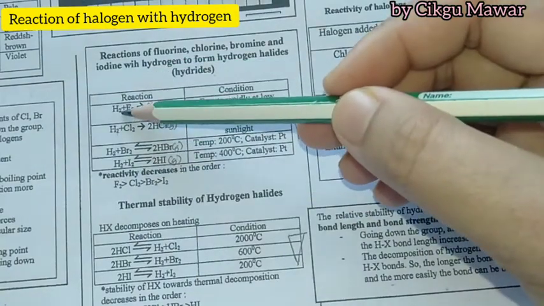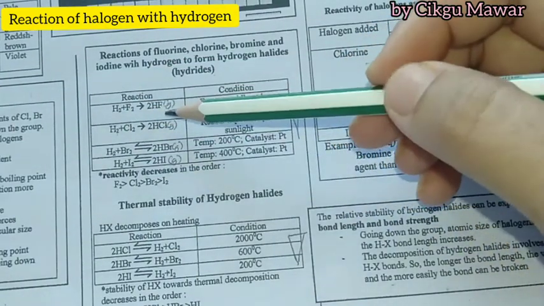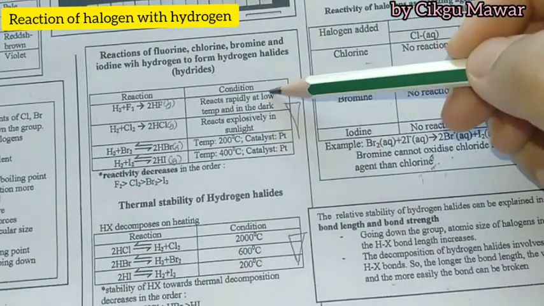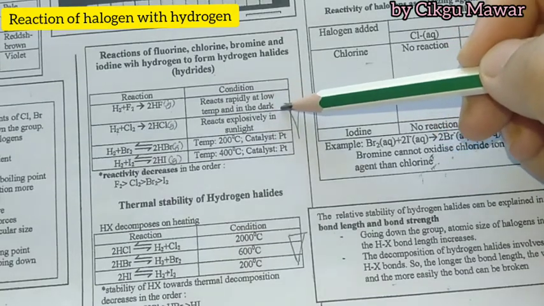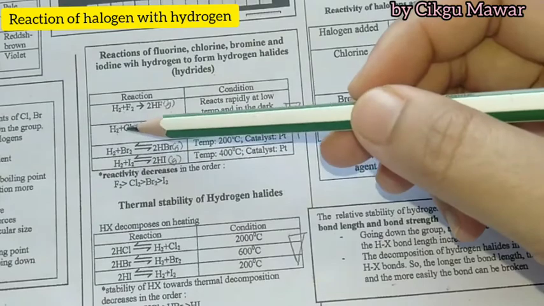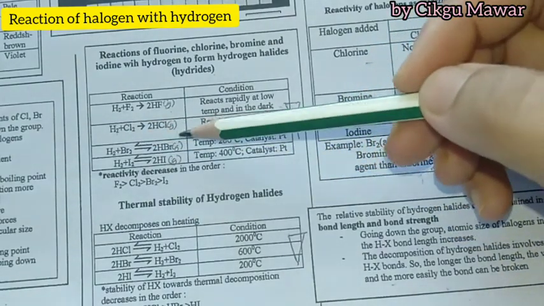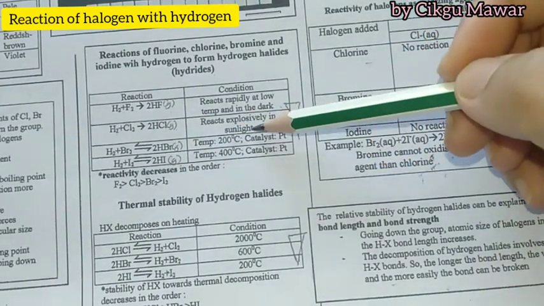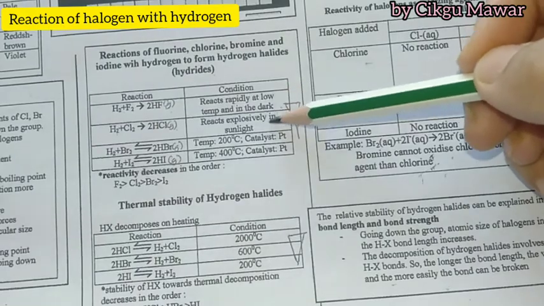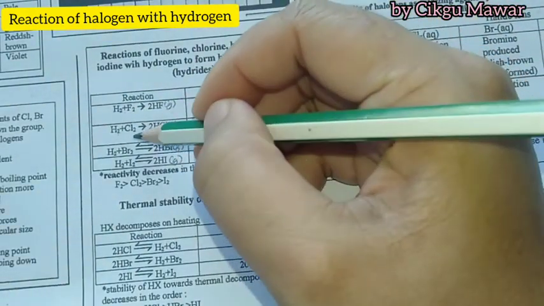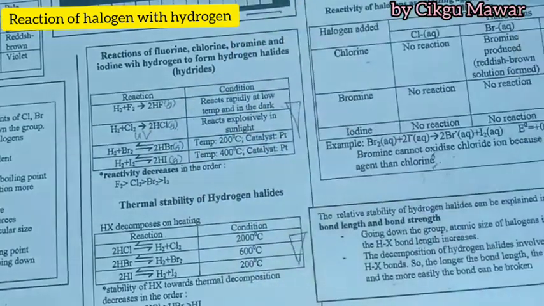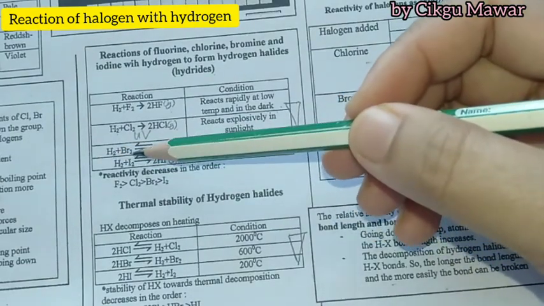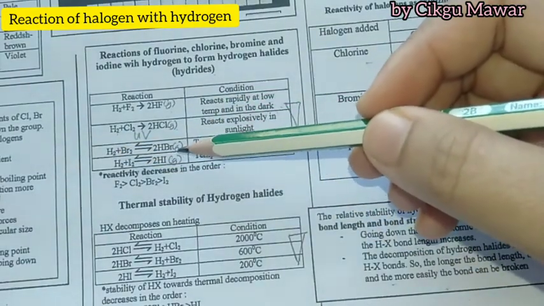Hydrogen gas, when it reacts with fluorine gas, forms hydrogen fluoride gas. This reaction occurs rapidly at low temperature in the dark. Hydrogen, when it reacts with chlorine gas, forms hydrogen chloride gas, but this reaction occurs explosively in sunlight, which is under UV light. The second one, hydrogen gas reacting with bromine gas, forms hydrogen bromide gas.